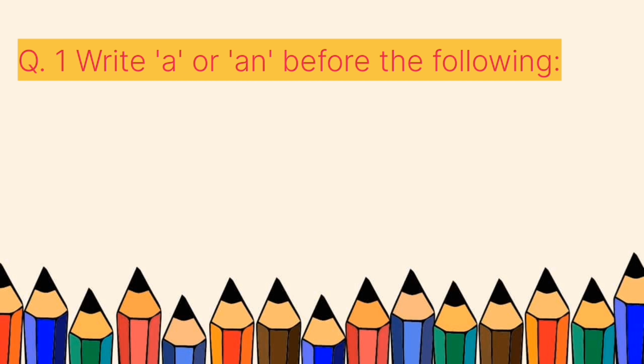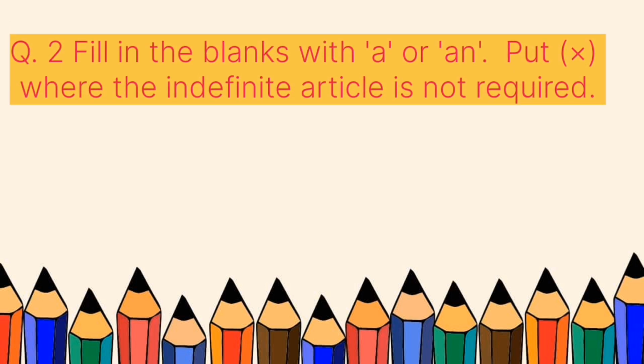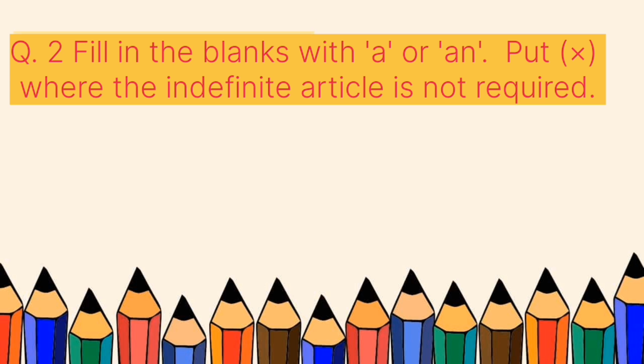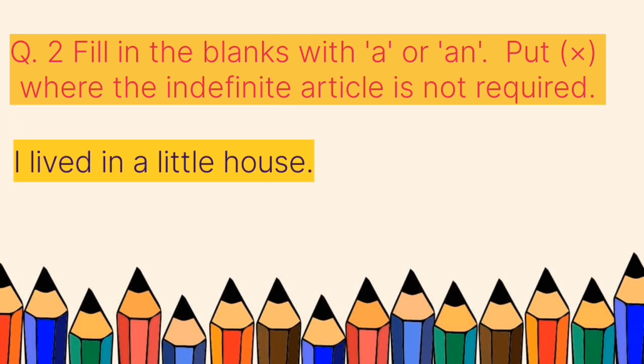Second question. Fill in the blanks with a or an. Put a cross where the indefinite article is not required. Example: I lived in dash little house. The answer is: I lived in a little house. Here, the article a is used before singular countable nouns. A little house starts with a consonant L, so the article a is used.